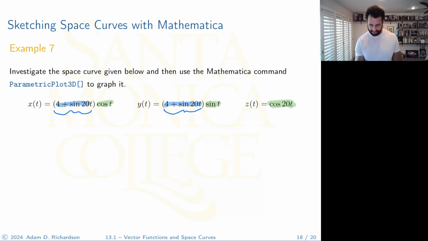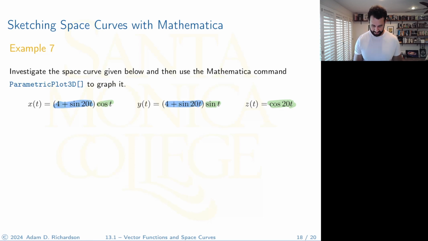Now, luckily for us, these are both the same value. So look closely at these two values. Let me highlight them again here: 4 plus sine 20t, 4 plus sine 20t. That's helpful information because it means the scalar is the same for both the x behavior and the y behavior. So we are seeing circular behavior in the x and y direction, and it's the same. So it's not elliptical, it's circular.